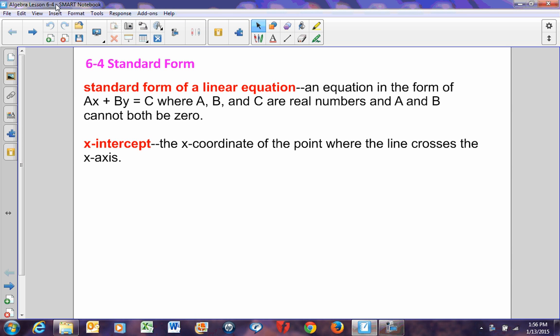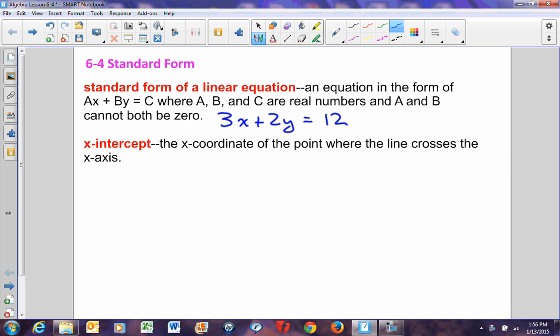This is lesson 6-4, standard form. Standard form of a linear equation is an equation in the form of ax plus by equals c, where a, b, and c are all real numbers, and a and b cannot both be 0 at the same time. An example of this would be like 3x plus 2y equals 12. That would be an equation in standard form.